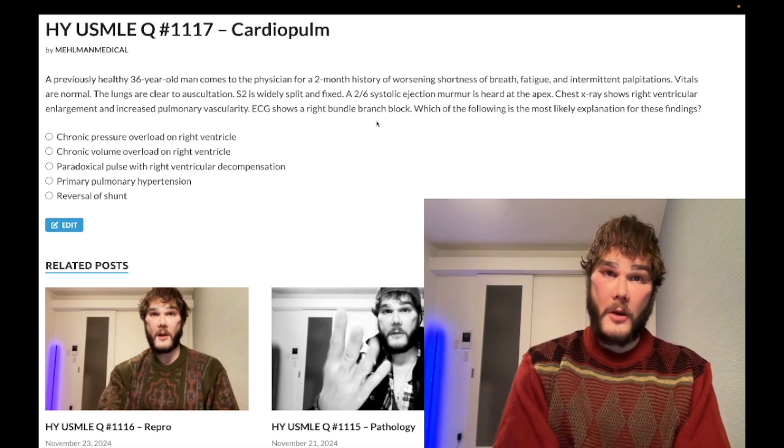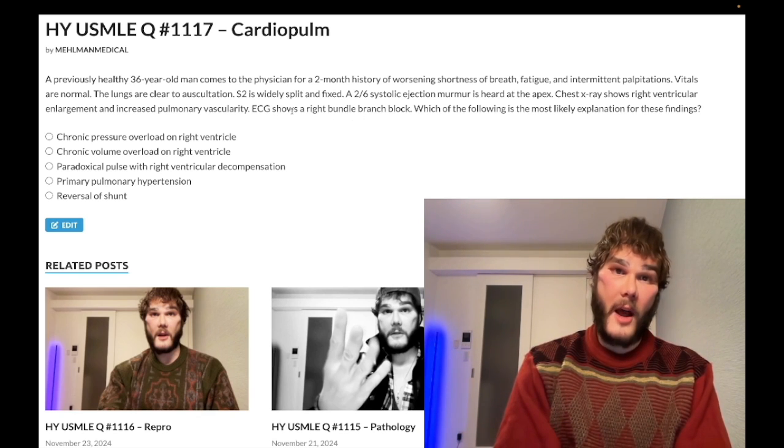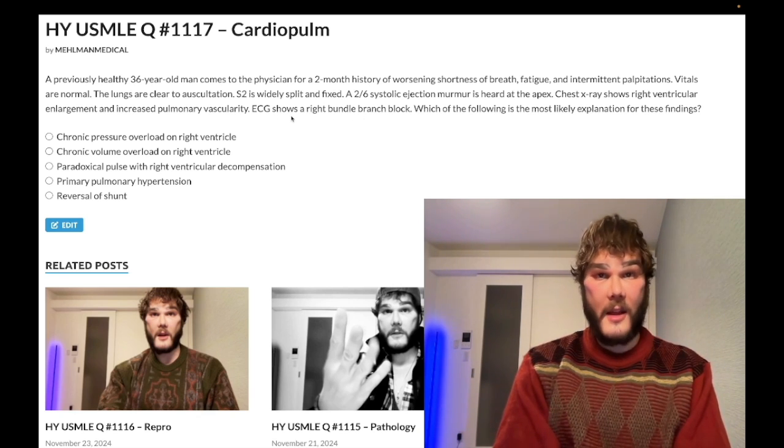If we say right bundle branch block, wide splitting of S2, right axis deviation on ECG, those three findings simply mean right ventricular hypertrophy. If we say left bundle branch block, paradoxical splitting of S2, left axis deviation on ECG, those three findings mean left ventricular hypertrophy.